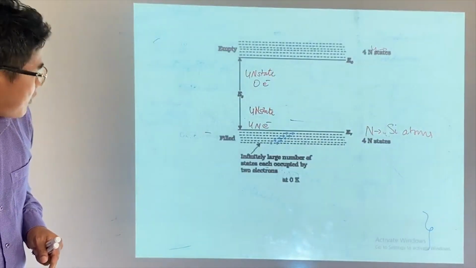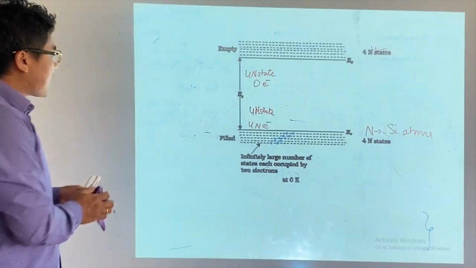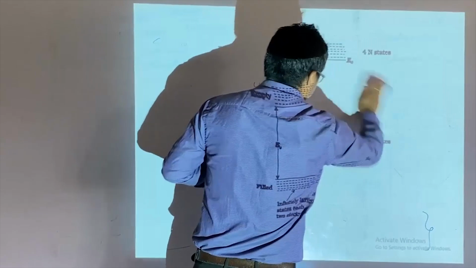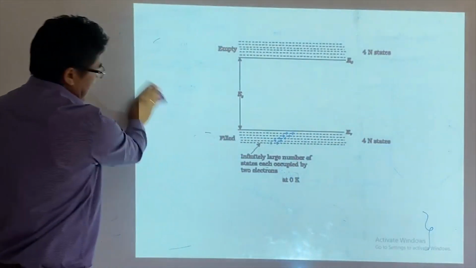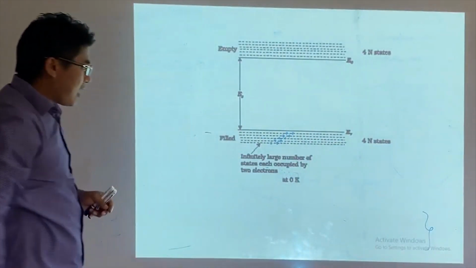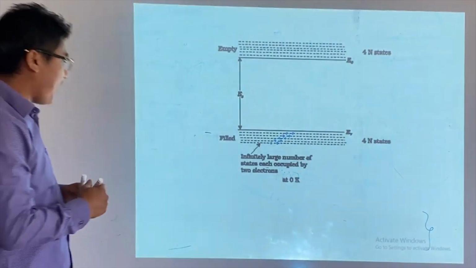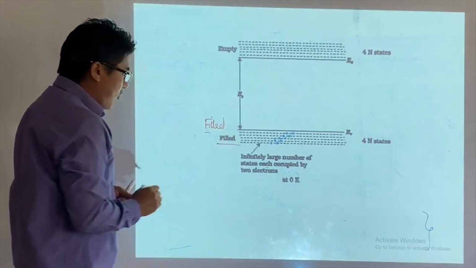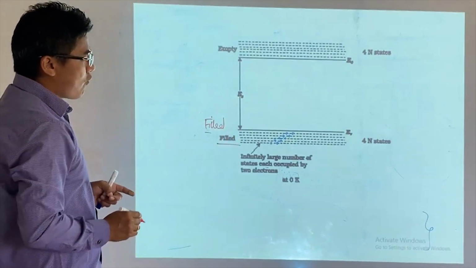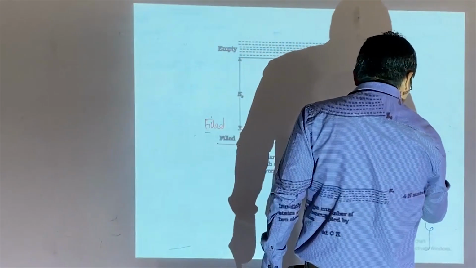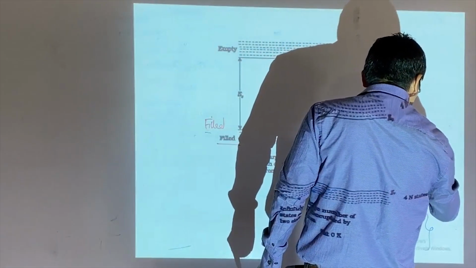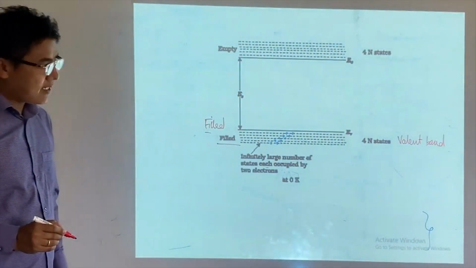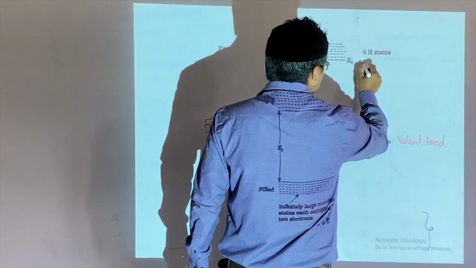Now, this is how we write it. This is what we call the filled band, and this is what we call the conduction band. This is what we call the valence band, and this is what we call the conduction band.